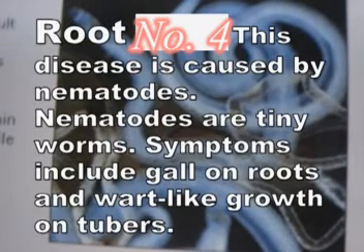Root rot. This disease is caused by nematodes. Nematodes are tiny worms. Symptoms include gall on roots and wart-like growth on tubers.